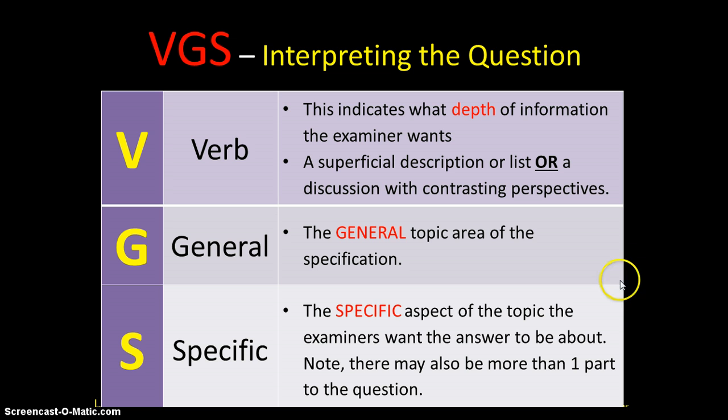General: what's the general topic area? And then, as I said, be specific about what they actually want. There may be a couple of things that the examiner wants you to do, so you need to identify if there are different parts of a question as well.